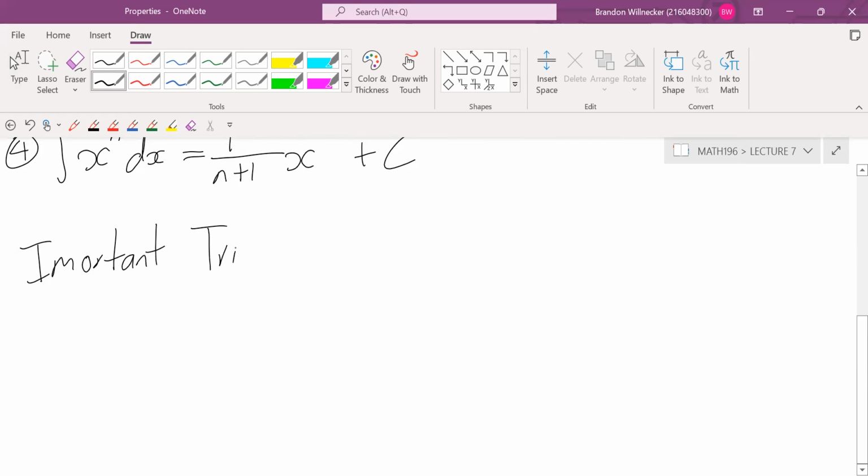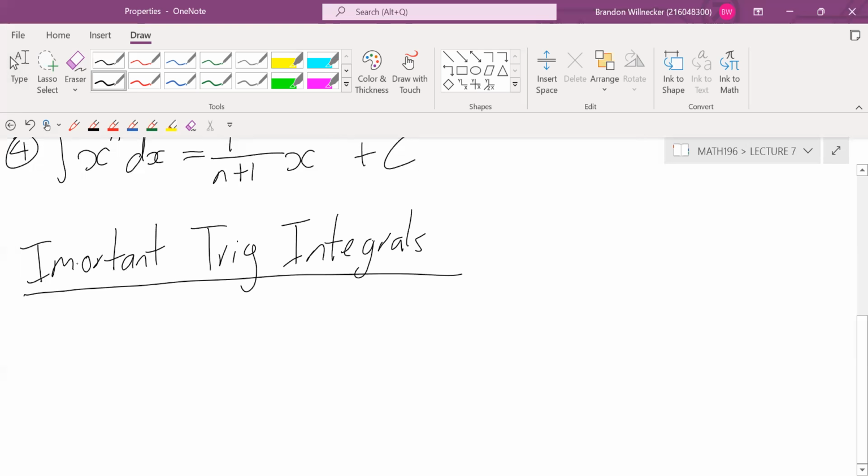Important trig integrals. So with these now, it's just a list of trig integrals. I don't expect you to prove any of these, but I do expect you to memorize them. There's not many, but they are important to know to get through the calculations quickly.